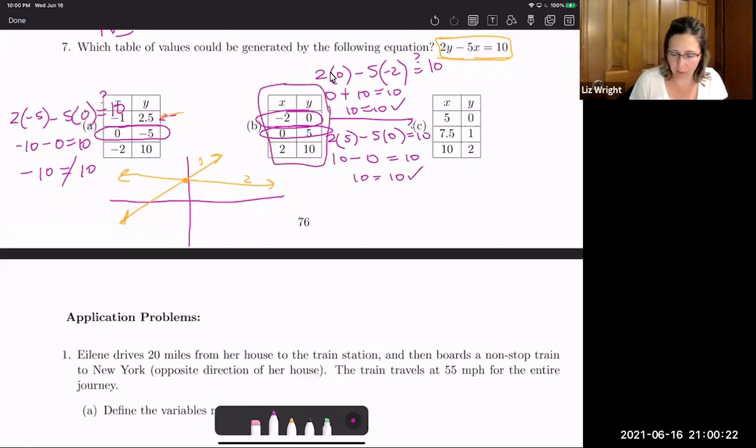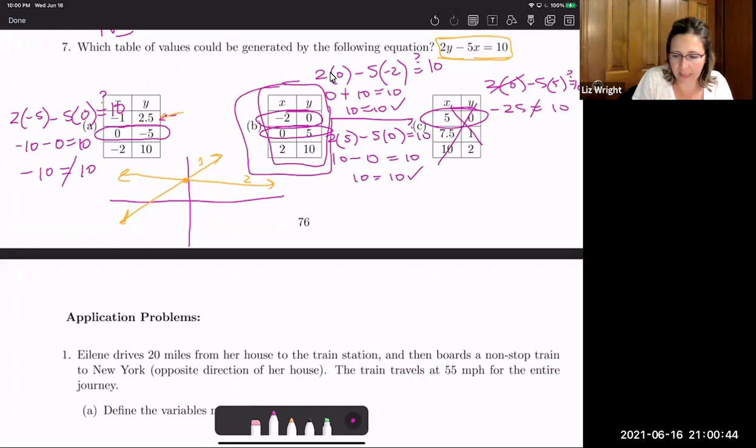And let's see if this one over here is going to work. So I'm going to do this 5, 0. And so I'm going to do 2 times 0 minus 5 times 5. Does that equal 10? And here that's going to go to 0. So then I'm going to get -25. Does that equal 10? No. And so that one doesn't work either. So the only one that works is table B.